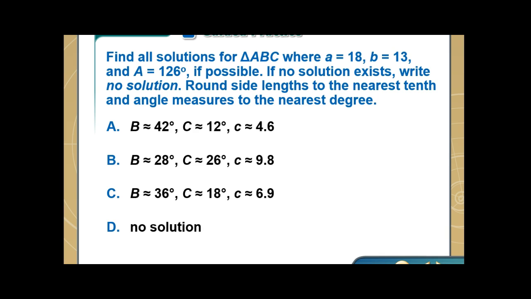So do your best and see if you can find whether there is a solution for triangle ABC and what those values would be.